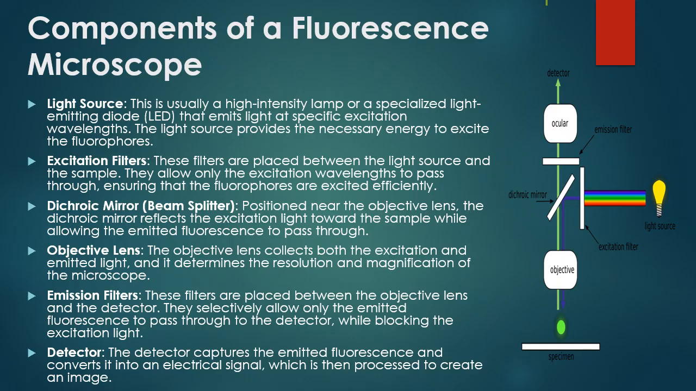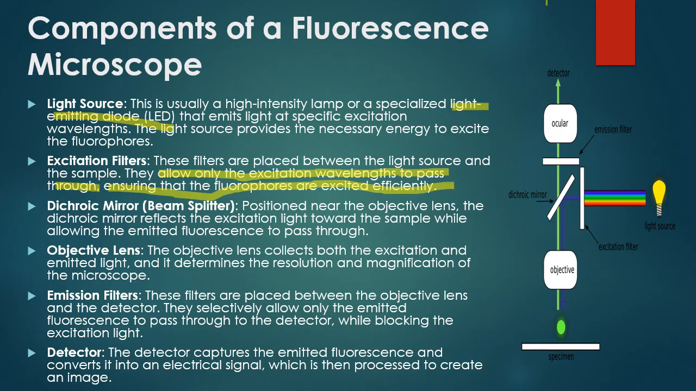The first component is the light source. The light source here is the LED, that is, the light emitting diode, and it emits at a specific excitation wavelength. After the light source, next is the excitation filter, as you can see here. What the excitation filter does is allow only the excitation wavelengths to pass through, ensuring that the fluorophores are excited efficiently.